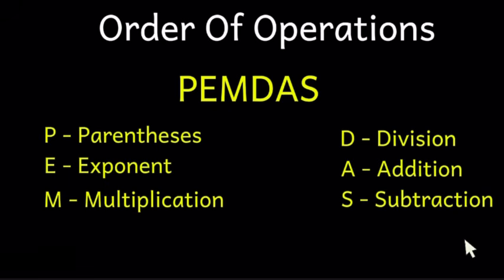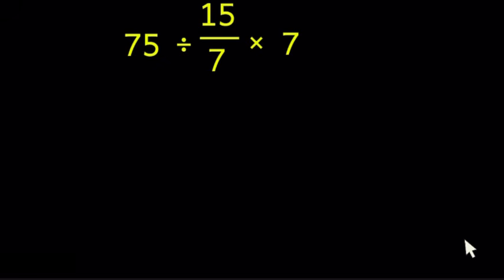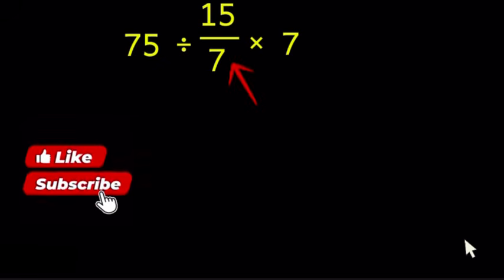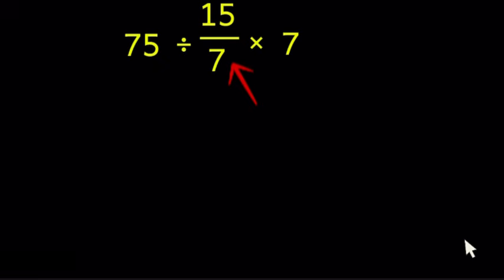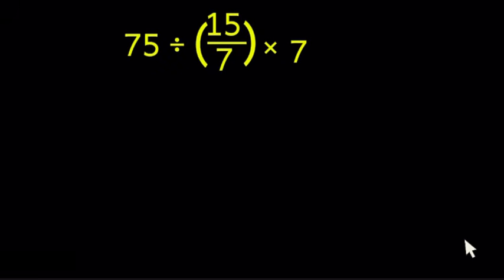Now let's solve this question the correct way. 75 divided by 15 over 7 times 7. First, we treat 15 over 7 as one single number. So the expression becomes 75 divided by open bracket 15 over 7 close bracket times 7. Next, dividing by a fraction means we multiply by its reciprocal. So this becomes 75 multiplied by 7 over 15 times 7.